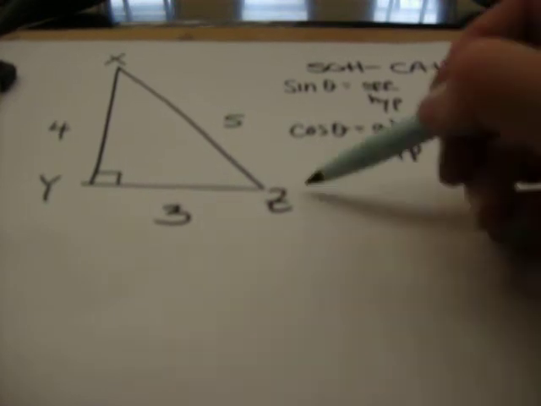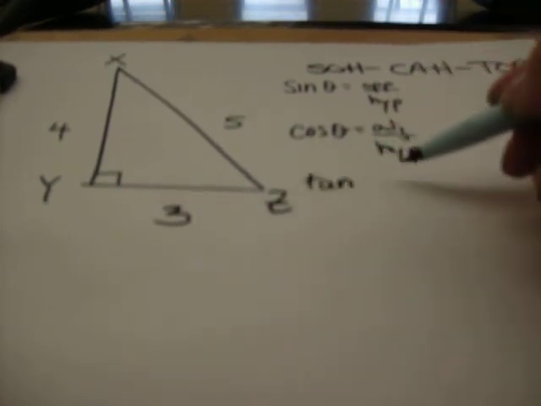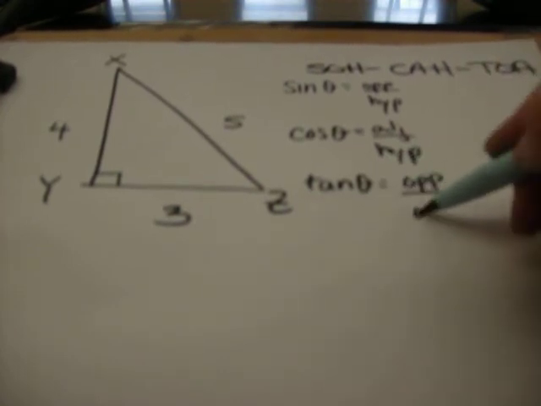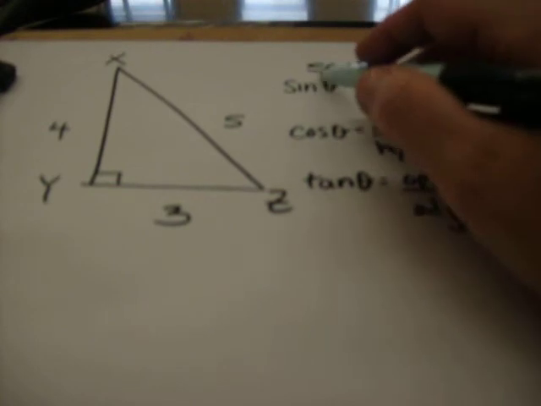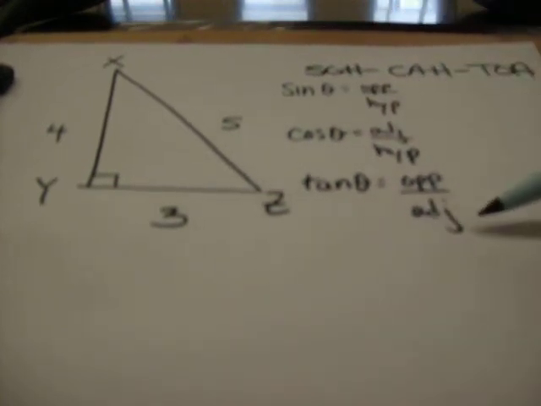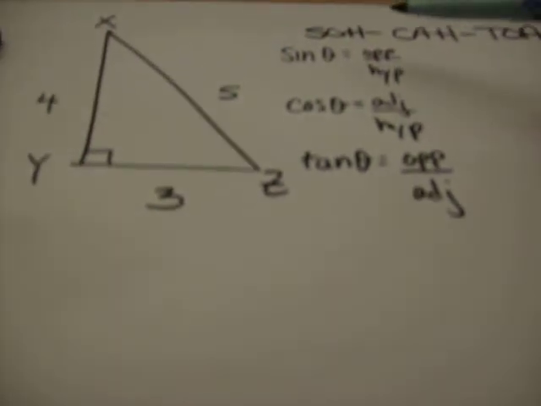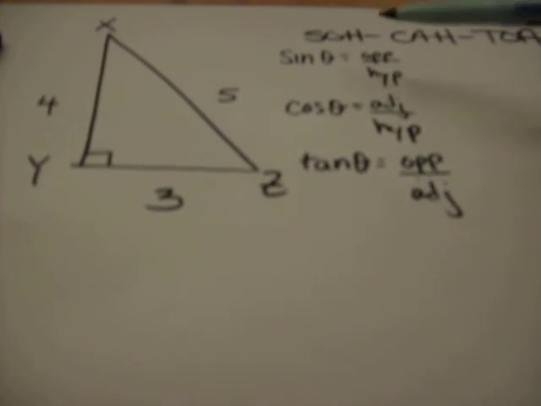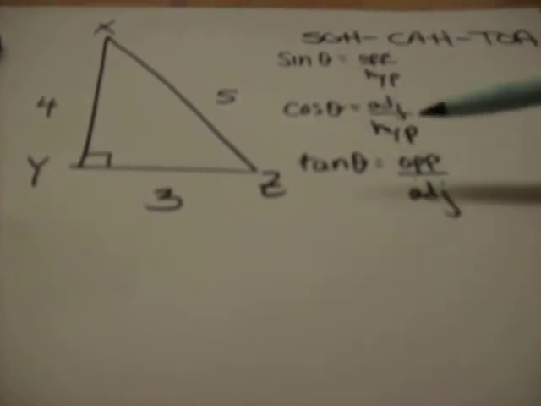Last is the TOA. T stands for tangent, which is opposite over adjacent. Many students just write this acronym up on top, so that way they just remember this particular pattern. So you have opposite over hypotenuse, adjacent over hypotenuse, opposite over adjacent.